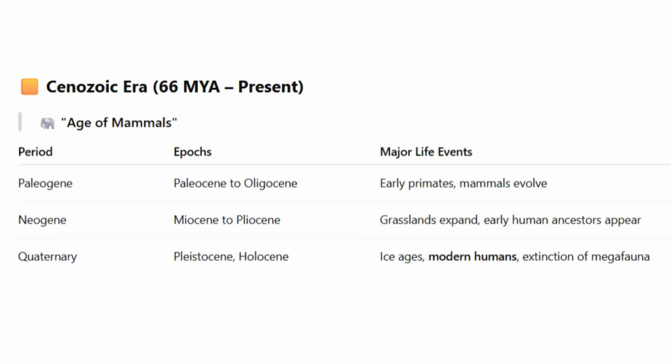Cenozoic era, 66 to present. Age of mammals. Period, epochs, major life events. Paleogene, Paleocene to Oligocene: early primates, mammals evolve. Neogene, Miocene to Pliocene: grasslands expand, early human ancestors appear. Quaternary, Pleistocene, Holocene: ice ages, modern humans, extinction of megafauna.